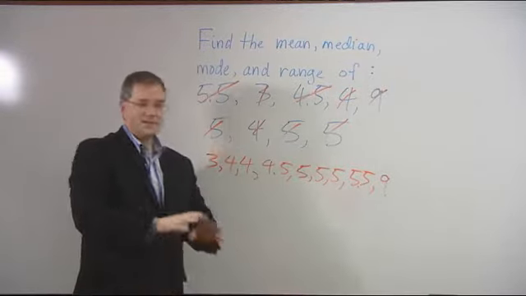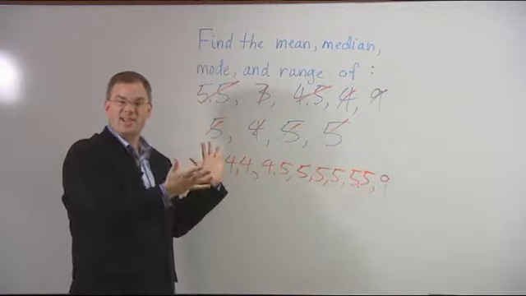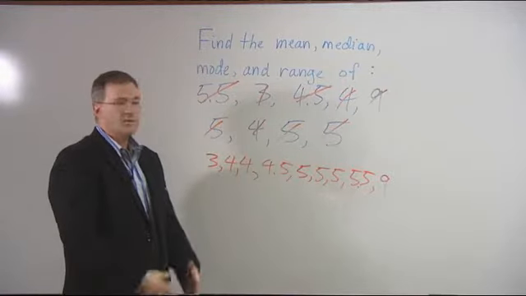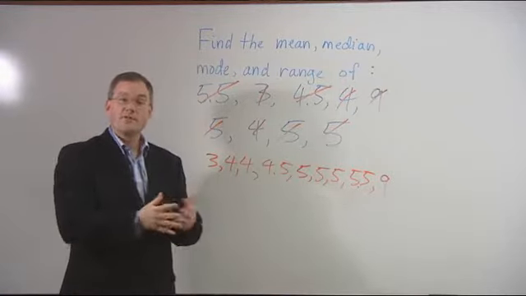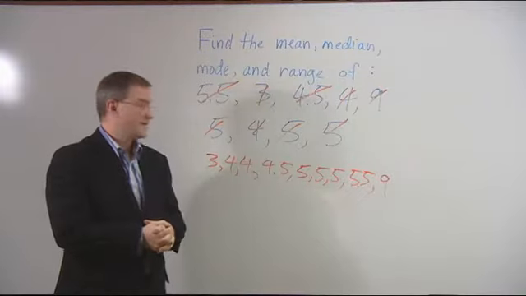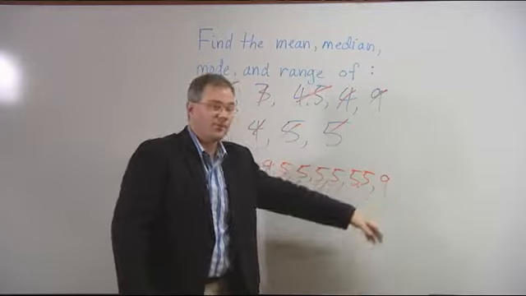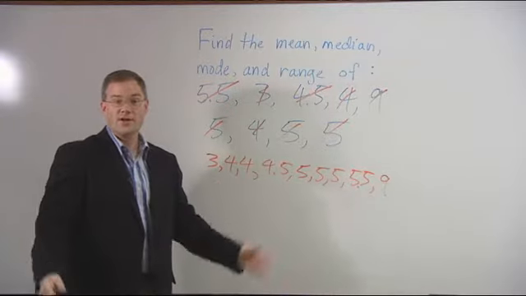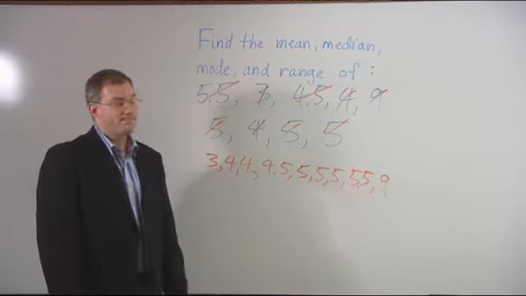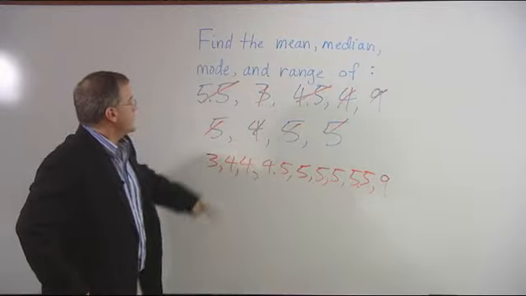So let's stick some labels on this data set to tell us something about it. First of all, let's do a measure of dispersion, the range. The range tells us how spread out the data set is. It's one of the easiest measures to compute, and you just take the highest number minus the lowest number, so the range would be 9 minus 3, or 6. So that one's taken care of.